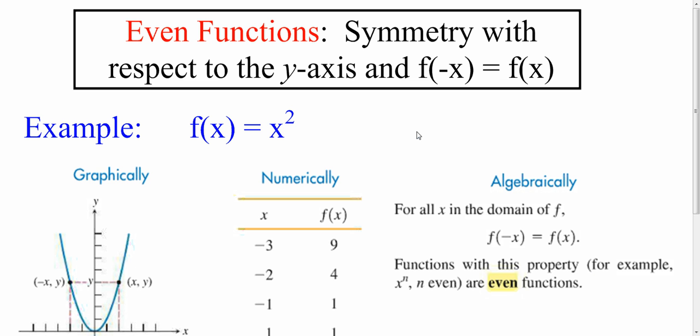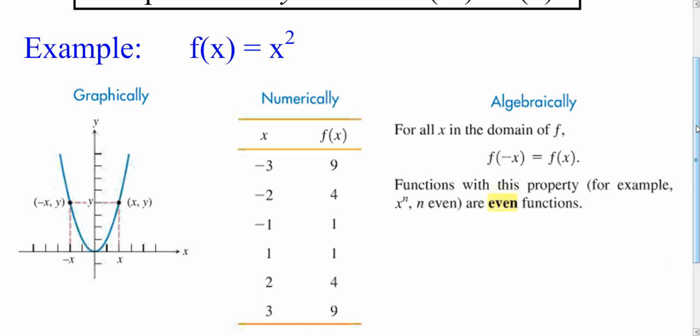Even functions are symmetric about the y-axis. So that means you can fold a graph in half over the y-axis and both halves will be exactly the same. But it has to be folded in half literally along this line right here. If it cannot be folded in half exactly on that line, it is not an even function.